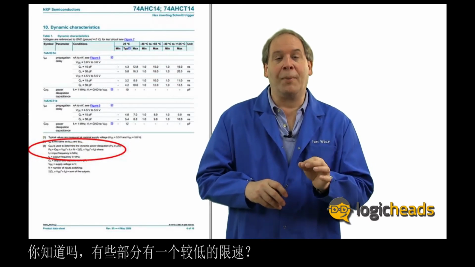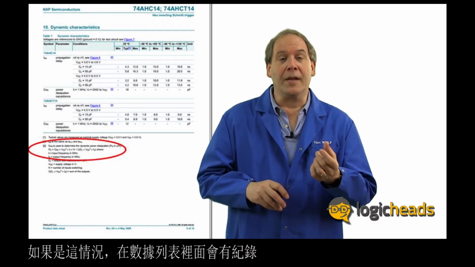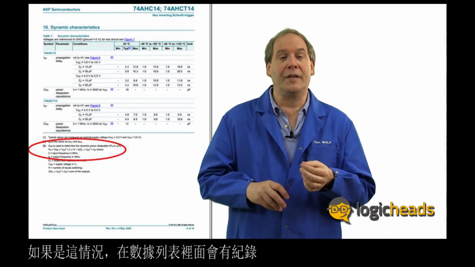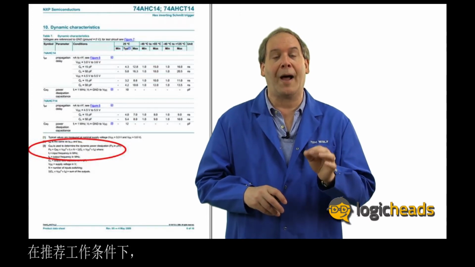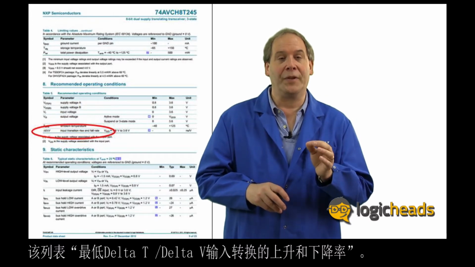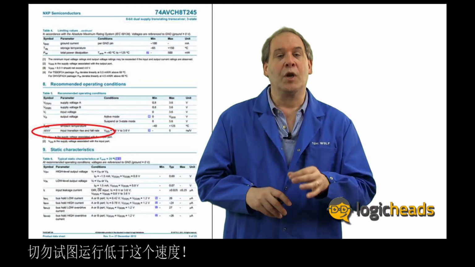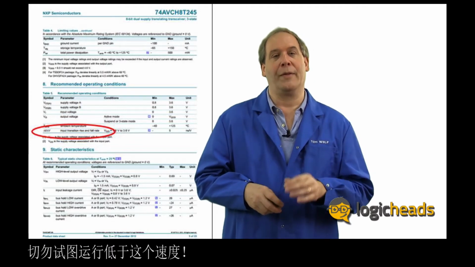Did you know that some parts actually have a lower speed limit? In this case, you will find that there's a note in the datasheet, typically under the recommended operating conditions, that lists minimum delta T, delta V input transition rise and fall rates. What this means is don't try to operate slower than this value.